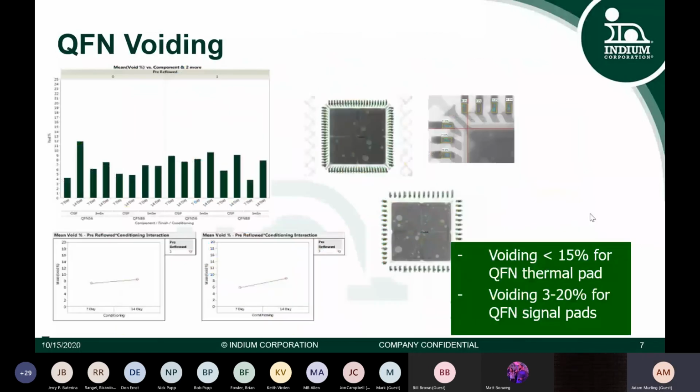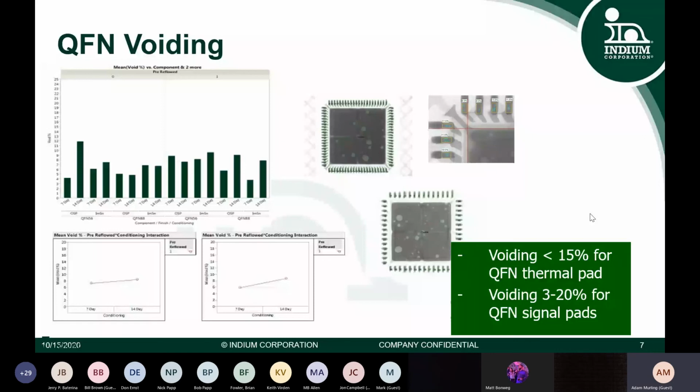QFN voiding. I find that everyone's very interested in the bottom terminated component, specifically the low standoff QFN in particular. So we have many different experiments where we'll pre-reflow a board, components, fixtures, etc., to increase the amount of oxidation, to test the oxidation barrier of the paste, to get rid of the oxidation prior to reflow. So we have a 7-day and 14-day study on the upper left for 2 different QFNs, while also having 2 different surface finishes at 7 and 14 day increments. One is pre-reflowed and one is not.